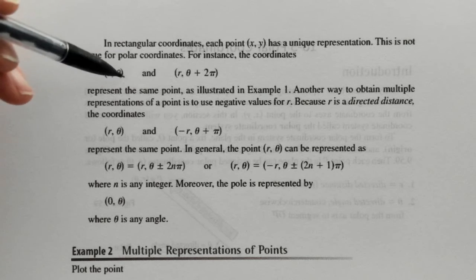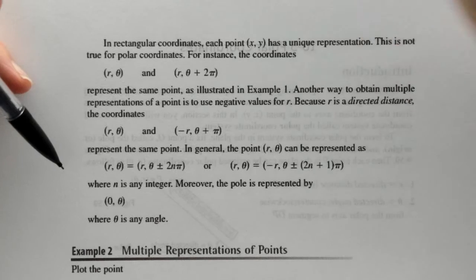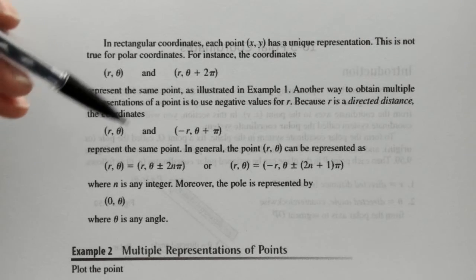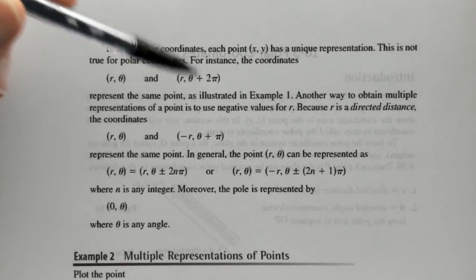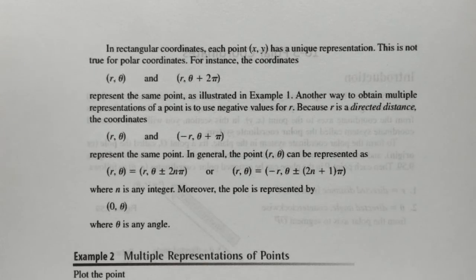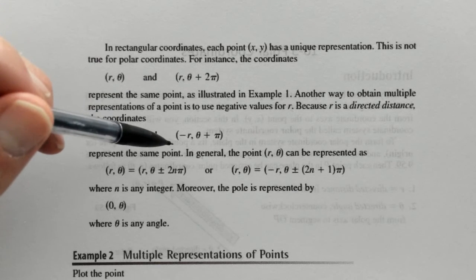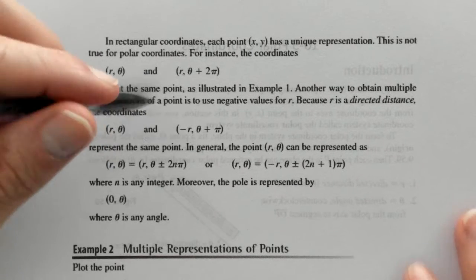There are actually infinitely many coordinates to represent the same point, because as long as you add a multiple of 2 pi to the angle, you're going to end up at the same place, much like the circular nature of the angles on the unit circle. We've been exposed to that ever since the first semester of the course.